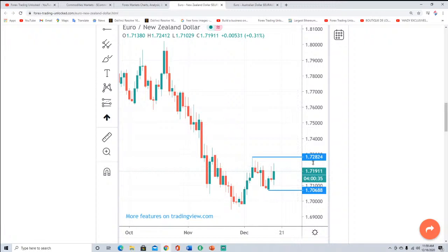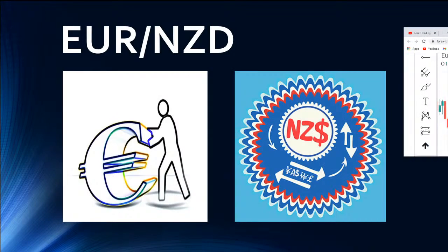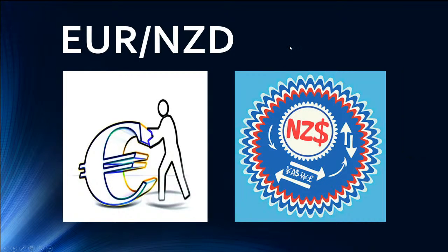A breach of $1.7282 here would target this $1.74 up to $1.75 area. A failure, however, from $1.7068 would be very negative, and then I think you would see this $1.70, $1.69 area getting penetrated in a very, very quick fashion. So let's see what we got.